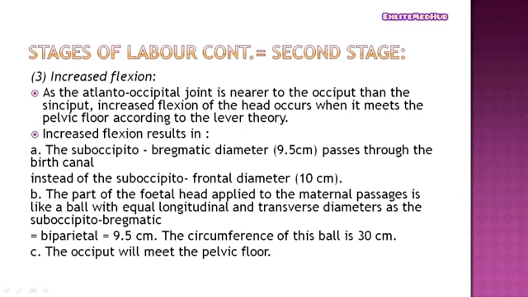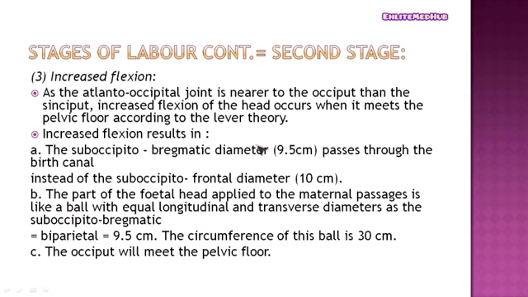So increased flexion results in A, the suboccipital bregmatic diameter of 9.5 cm passes through the birth canal instead of the occipital frontal diameter, which is 10 cm. B, the part of the fetal head applied to the maternal passages is like a ball with equal longitudinal and transverse diameter, as the suboccipital bregmatic equals the biparietal, which equals 9.5 cm. The circumference of this ball is 30 cm.